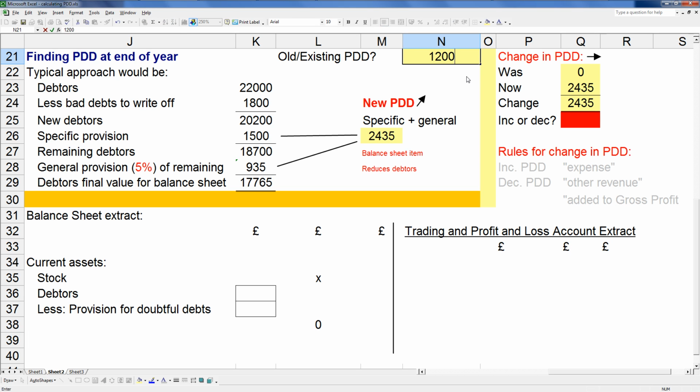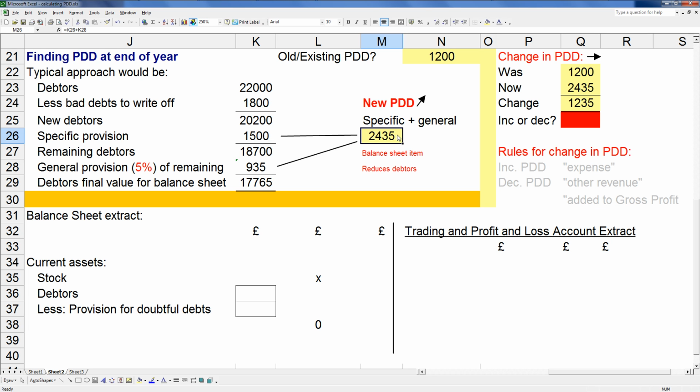So we've already worked out the 2435 is the actual new provision. It's the balance of provision. But we need to compare the new provision with what it was last year, if anything, it could be zero, and then what it is this year, and then reflect the change in the P&L. So we do this with this example. So old and existing is £1,200.